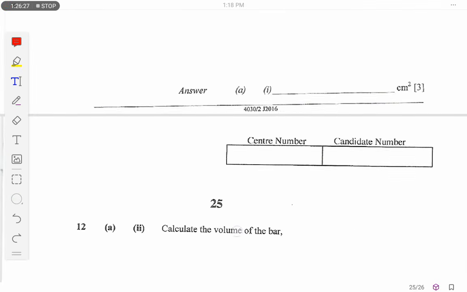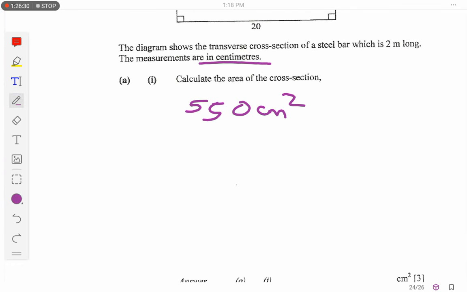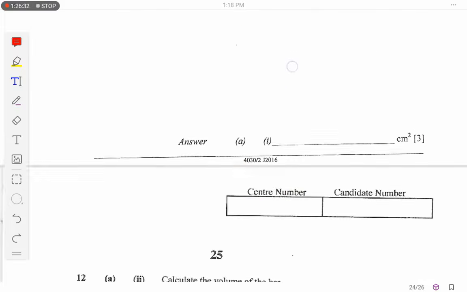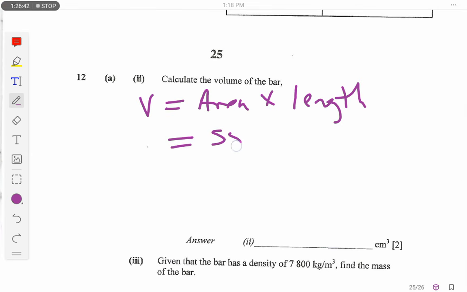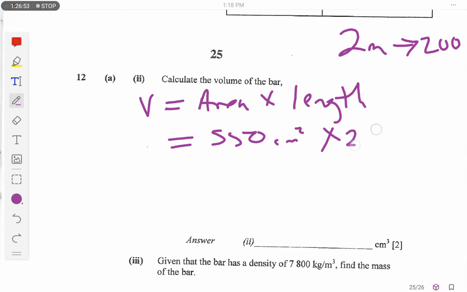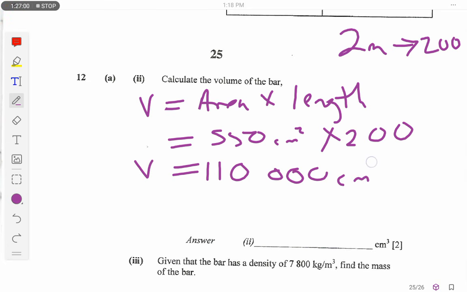And we're given that it is 2 meters long here. So when you have area, volume is equal to area times length. Area, we said, is 550 centimeters squared times our length. We're given 2 meters, so 2 meters to centimeters is 200 centimeters. So we multiply by 200 there, and we get our volume as this value. That's the volume there.